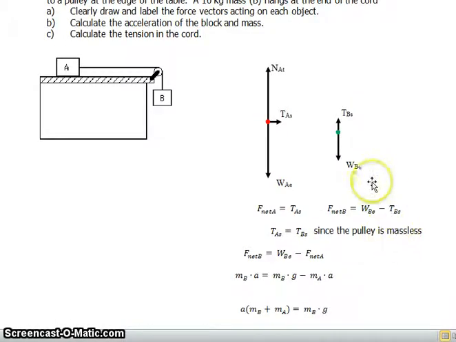So that's one way to do it. Notice I had two unknowns. I had an acceleration I didn't know, I had a tension I didn't know. So I needed two equations. Two free body diagrams gives me two equations.